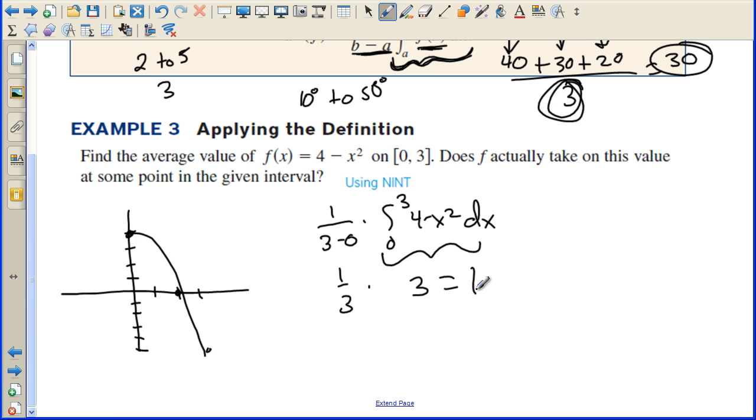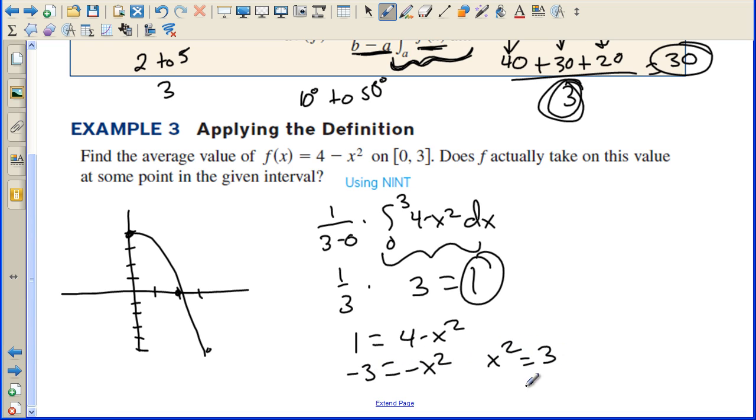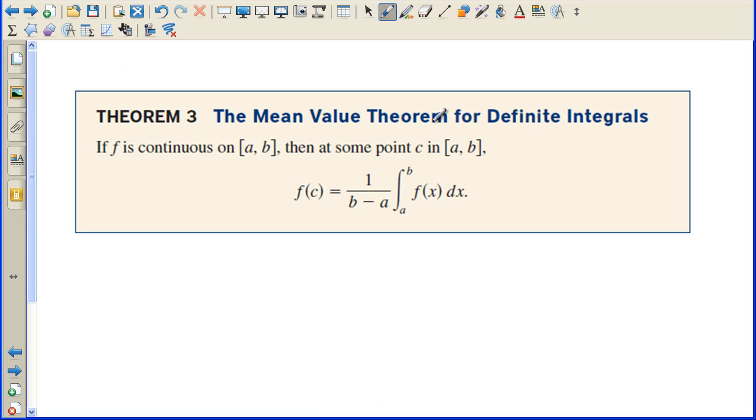Now we want to know, did the function ever take on this value? So if the first answer is 1, that's the average value. Does f actually take on the value at some point in the given interval? Well, let's find out. We got 1 equals 4 minus x squared. We have -3 equals -x squared. So x squared equals 3. So x equals the square root of 3. So yes, when x is the square root of 3, the function has a value of 1. So 4 minus the square root of 3 squared, that's 4 minus 3, there's the 1. The mean value theorem for definite integrals: if f is continuous on a to b, then at some point c in a to b, the function value will equal the average value, and that's exactly what we just showed.